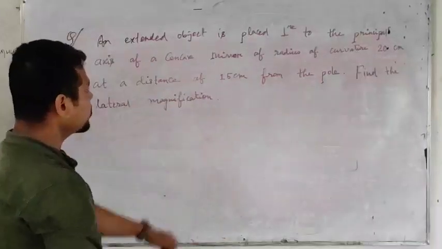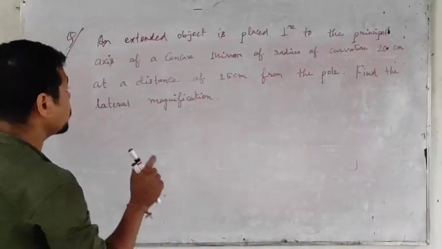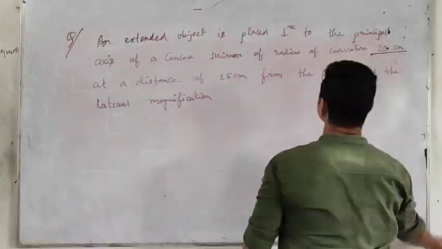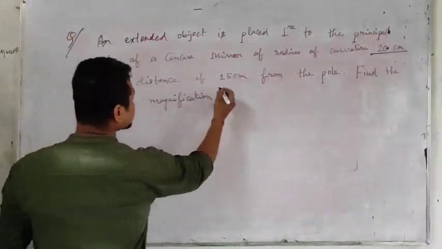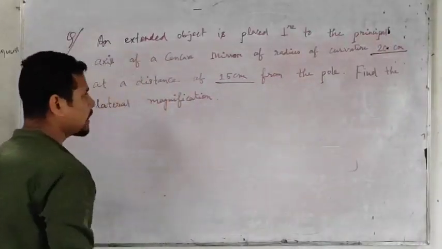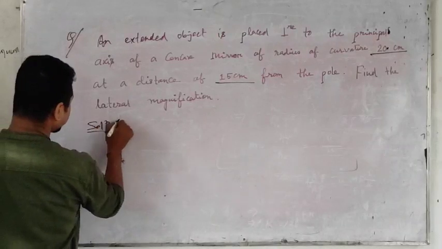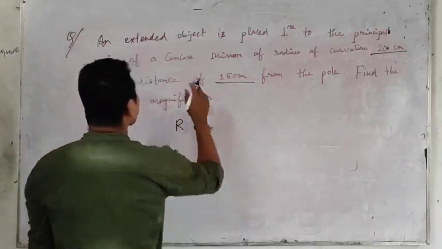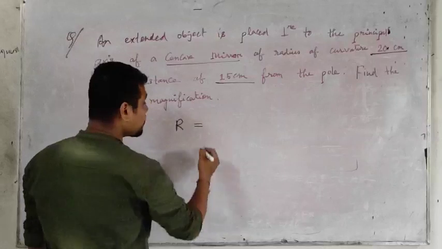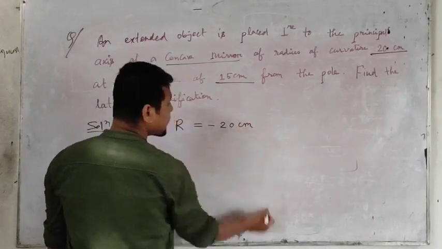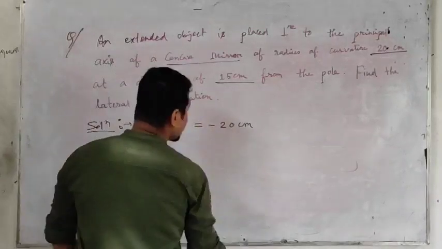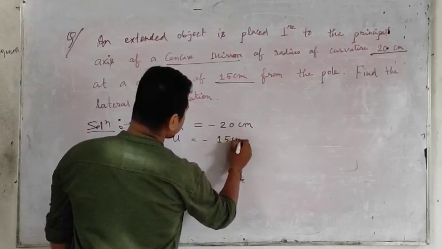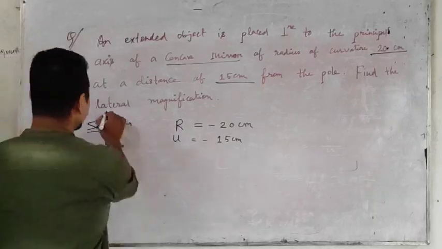So the question is, an extended object is placed perpendicular to the principal axis of a concave mirror of radius of curvature 20 centimeter, okay, and at a distance of 15 centimeter from the pole. That means you have been given the radius of curvature. What kind of mirror is it? Concave mirror. So because it is a concave mirror, obviously the radius of curvature will be negative. You have been given radius of curvature is minus 20 centimeter, and the object distance is 15 centimeter. Okay. So you have to find the lateral magnification.